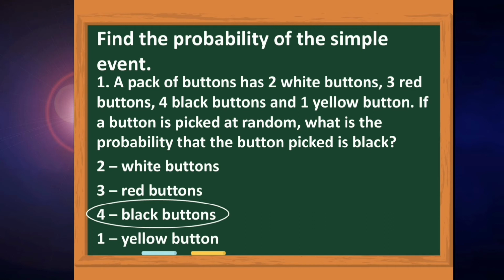In this problem, we have 2 white buttons, 3 red buttons, 4 black buttons, and 1 yellow button. We want to get the probability of picking a black button. First, we get the total of the buttons. We have 10. Now, you have 10 seconds to answer this problem. Your time starts now.